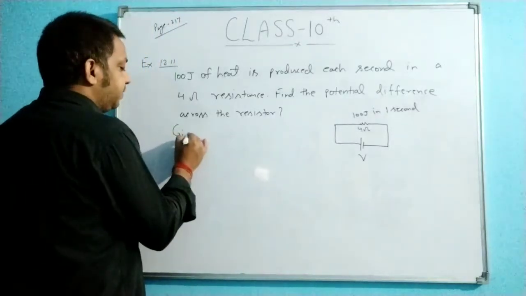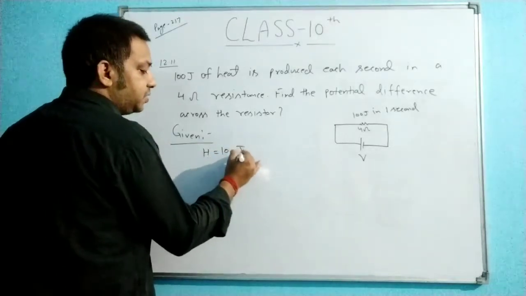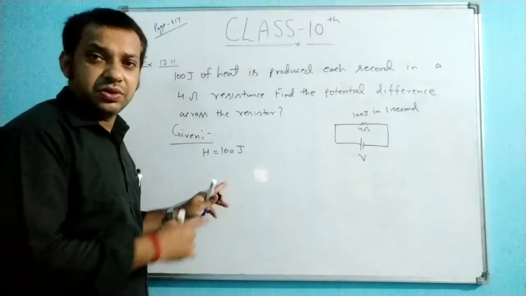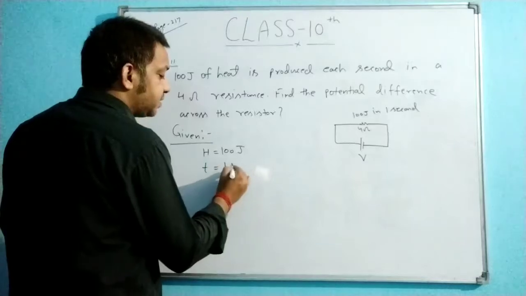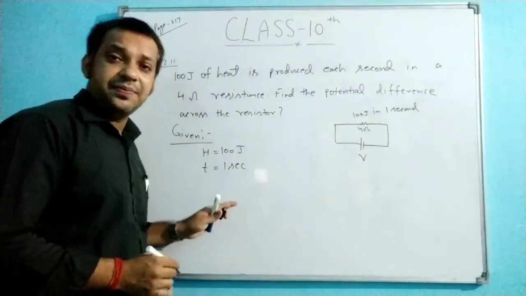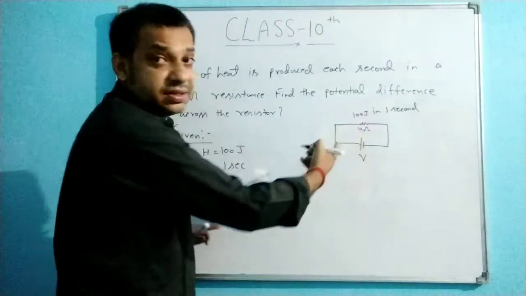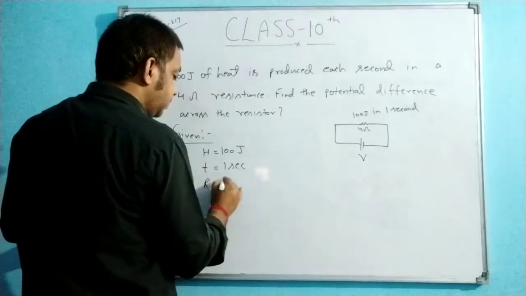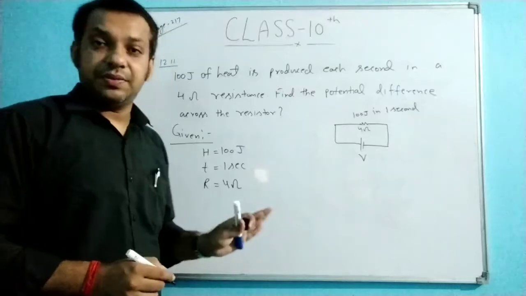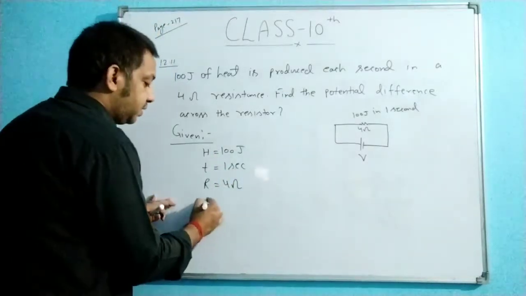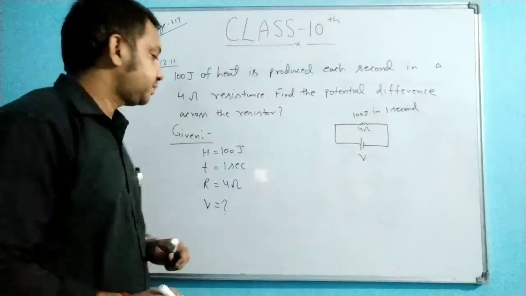If you note down the given parameters, the value of H is known, how much? 100 joule, already in the MKS system, that is why no need to convert this value. And the value of the time is given, 1 second, already in seconds, so no need to convert. And the value of the resistance is known, R is equal to 4 ohm. Clear? So these three parameters are given in the question, and our aim is to find the voltage across this resistor.